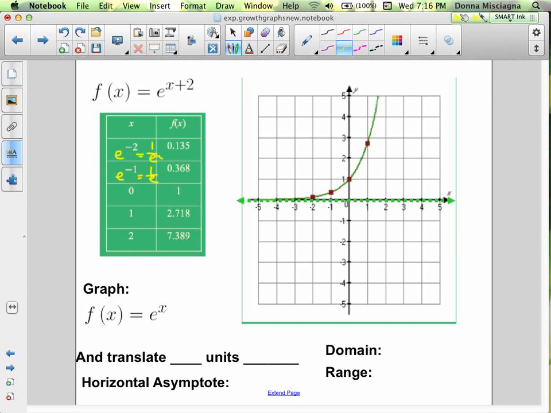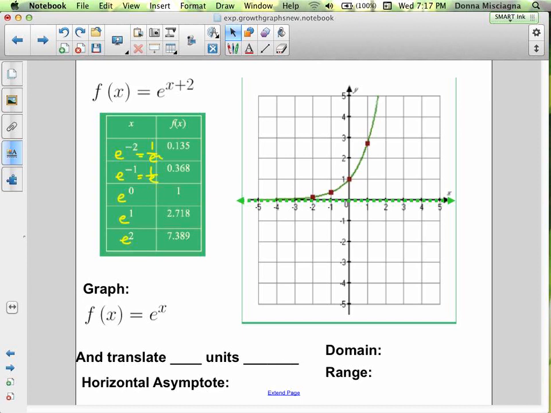E to the 0, of course, is 1. E to the first is approximately 2.718, and then e squared is 7.389. So that's what those values mean. We're just plugging them in for the exponent there. Whenever possible, I gave you this base graph already graphed so that you wouldn't have to keep graphing it. But if we have something else multiplied to e, then our base graph would change, so then I couldn't do that.